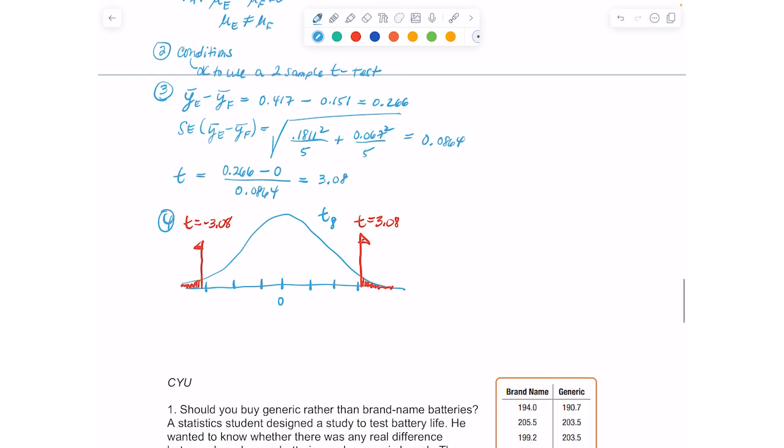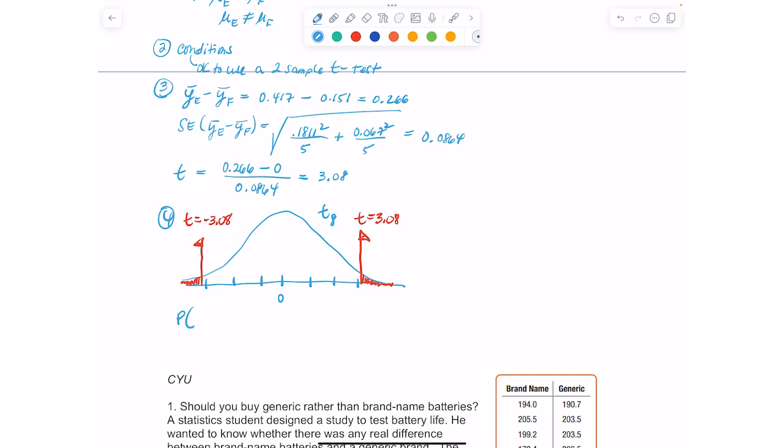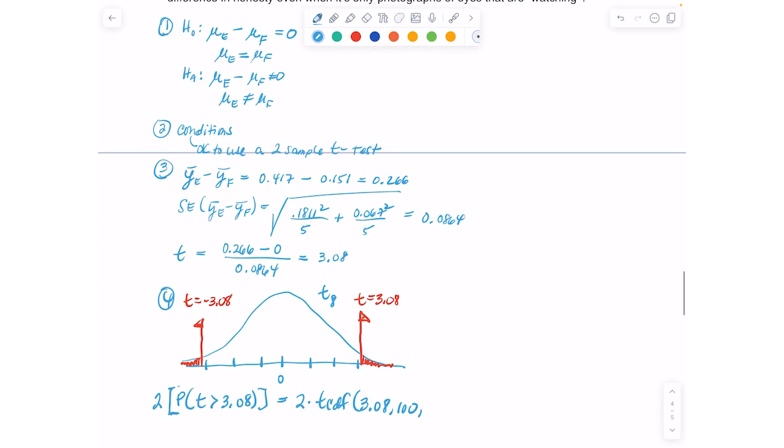Okay, so I am trying to find the probability that t won't equal 3.08, which I can just do 2 times the probability that t is greater than 3.08. It's a two-tailed test. So I'm going to do 2 times TCDF. And on your calculator, it's going to ask you for the lower bound. So I'm going to use 3.08. The upper is going to be 100. And then I'm also doing my degrees of freedom here, which is 8.